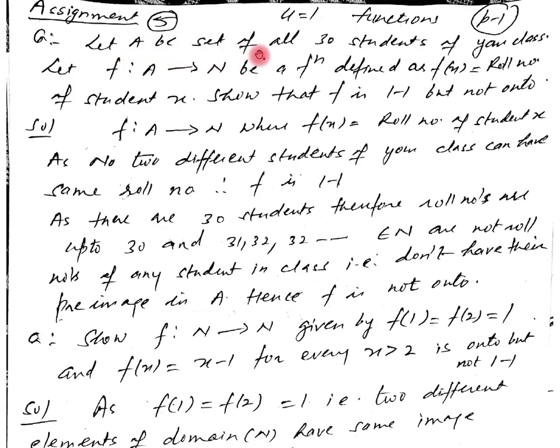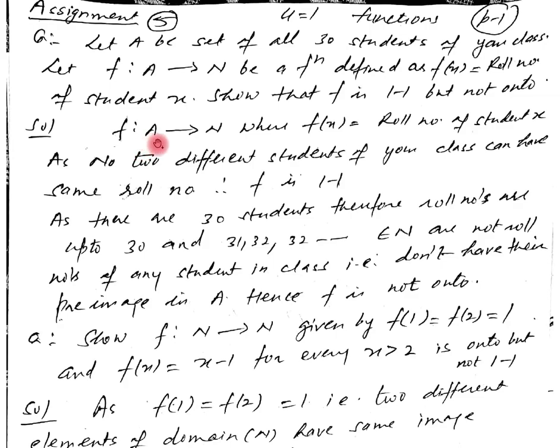Let A be the set of all 30 students of your class and f be a function defined from A to N, the set of natural numbers, defined as f(x) equal to roll number of the student x. Show that f is one-one but not onto. See the question again. A is the set of all 30 students of your class and N is the set of natural numbers. f is a function defined from A to N such that f(x) equal to roll number of the student x. Show that f is one-one but not onto.